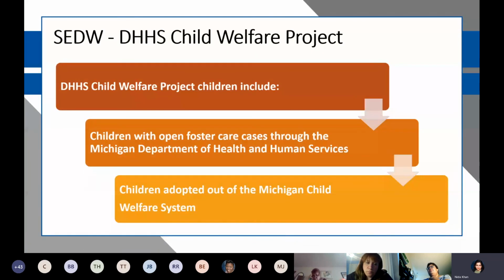The next category is the DHHS Child Welfare Project, and this is any children open with the foster care system through MDHHS, or children who are adopted out of the Michigan Child Welfare System. Now, I do want to mention we do have some children with international adoptions as well that we are working with in Oakland County.